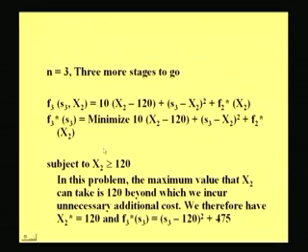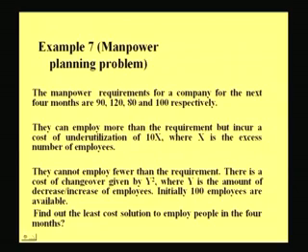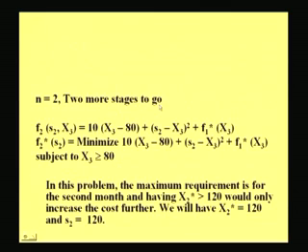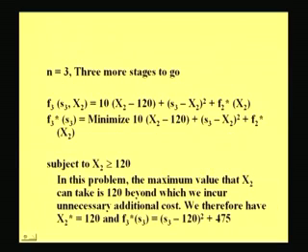Now we have already seen here that because of the nature of these 4 values 90, 120, 80 and 100, it is not advisable to have more than 120 employed in the second month, and therefore we have already seen that x2 star is equal to 120. So all we need to do here is to take the value x2 star equal to 120, which we know. So in this case x2 star is going to be 120.